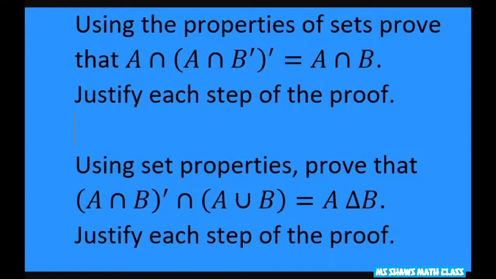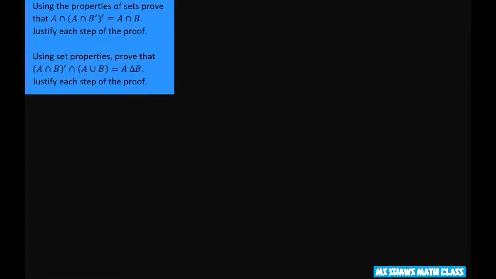Hi everyone, we're going to use properties of sets to prove these two problems here. So we'll start with the first one. We're going to use properties of sets to prove that the complement of A intersect (A intersect B prime) equals A union B.